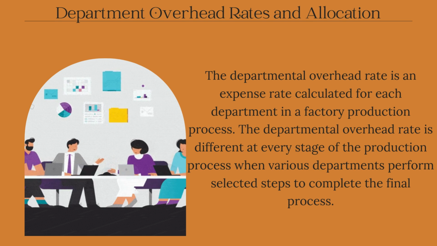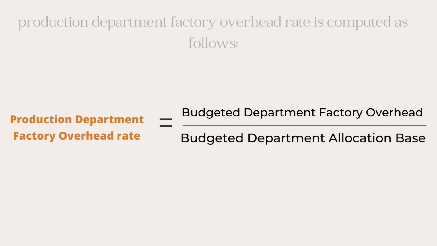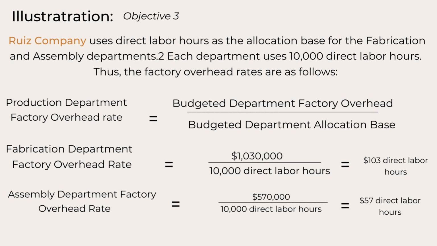So we have here the production department factory overhead rate calculations. This is the formula: production department factory overhead rate equals budgeted department factory overhead over budgeted department allocation base. To illustrate, Ruiz company uses direct labor hours as the allocation base for the fabrication and assembly departments. Each department uses 10,000 direct labor hours, so 10,000 for assembly and 10,000 direct labor hours for fabrication.